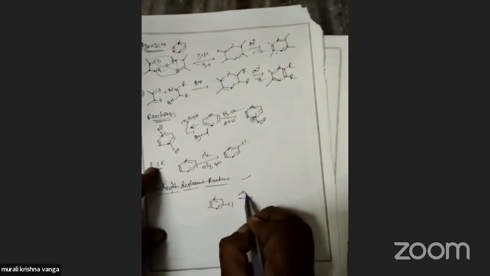Nucleophilic displacement reactions. When 2-chloropyrazine reacts with ammonia, loss of HCl, NH2 forms; when reacting with sodium alkoxide, this product formation takes place.